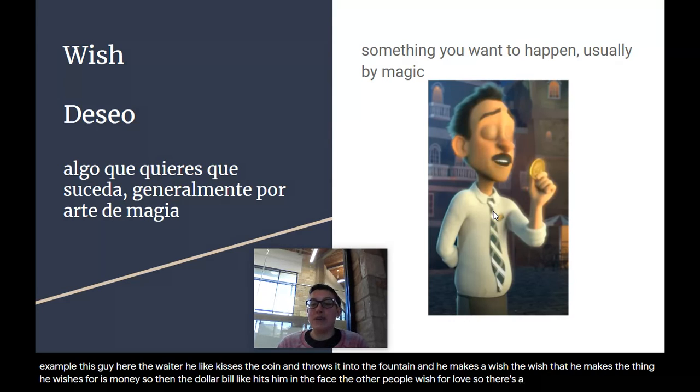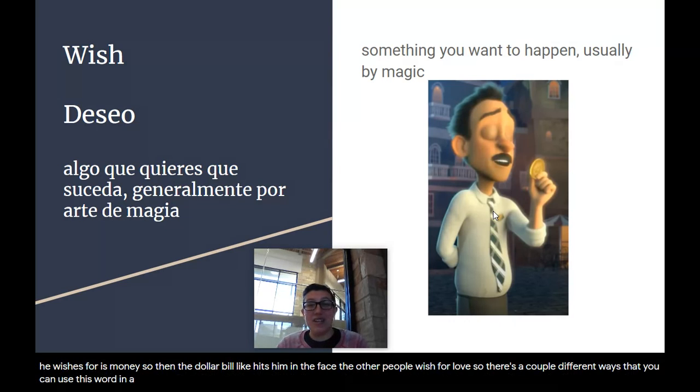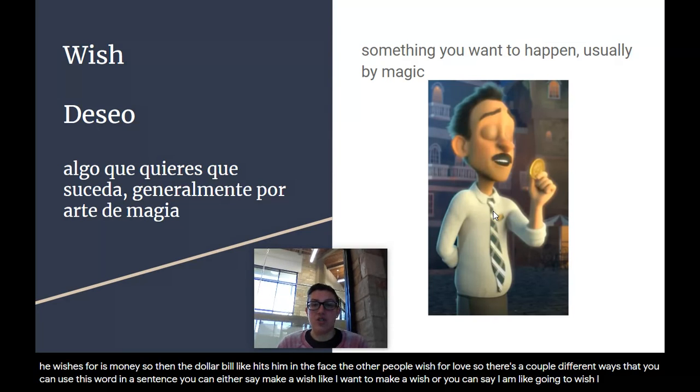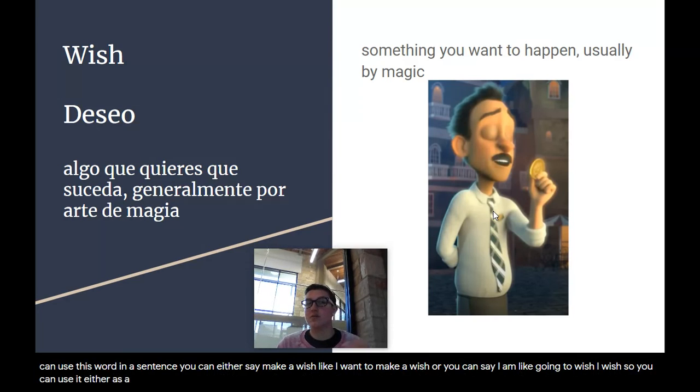There's a couple different ways that you can use this word in a sentence. You can either say make a wish, like I want to make a wish, or you can say I am going to wish, I wish. So you can use it either as a noun, something that you have, I have a wish, or you can use it as a verb, like I wish for money.